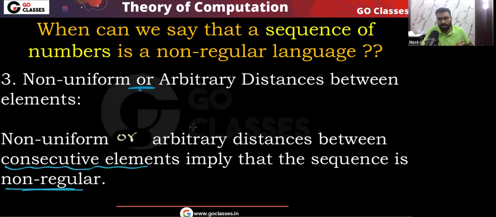Any of them is fine. For example, if you have non-uniform distance between consecutive elements, that is enough. Your language will be non-regular. If there is no repeating pattern, then your language will be non-regular. Is this point clear? Understood? Okay, so very simple point.